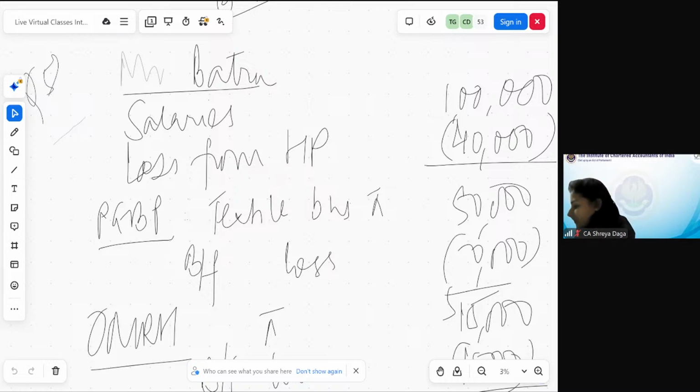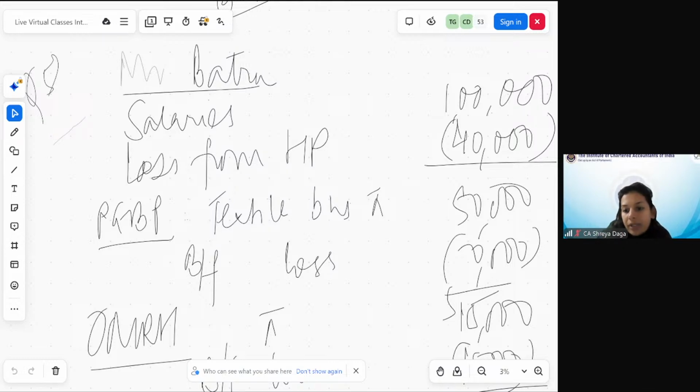Question number 6. This is slightly different. It's a presumptive taxation scheme. You all have done presumptive taxation. Have you done the business income chapter?